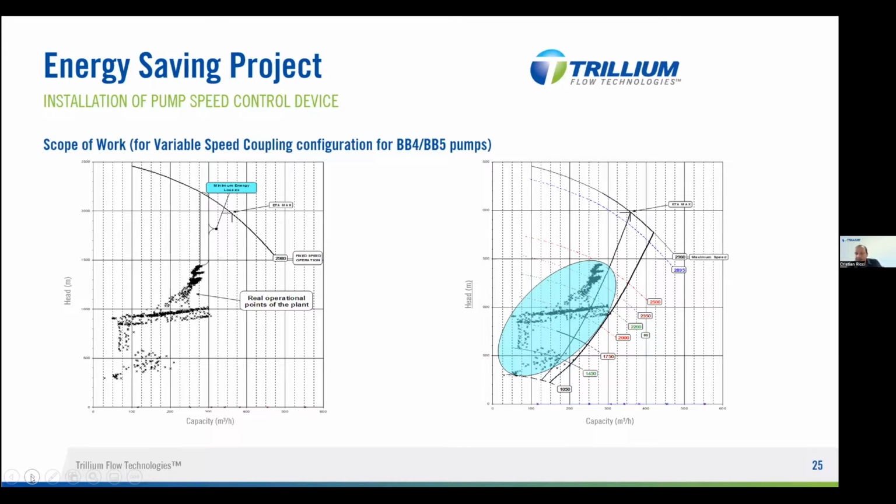On the right side, you will see the same pump curve and the same real operation points, the cloud of points in black, but through a variable speed coupling, you can regulate the speed from 3000 RPM down to 1000 RPM. By modulating the speed, you are getting closer to the best efficiency point while you are operating the pump in different conditions.